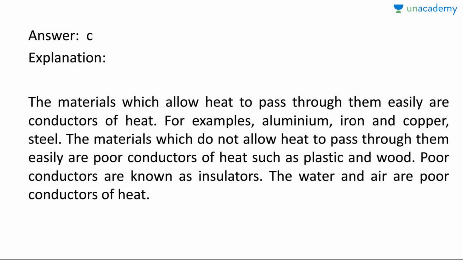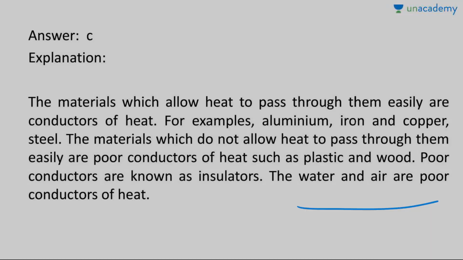The materials which allow heat to pass through them easily are conductors of heat. They will include most metals like aluminium, iron, copper, steel. And the materials which do not allow heat to pass through them easily are poor conductors, like plastic, wood, air. So they are also known as insulators, and the water and air are poor conductors of heat.